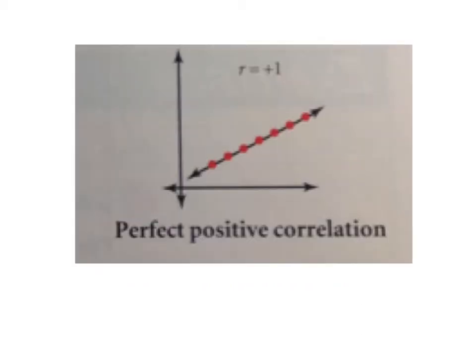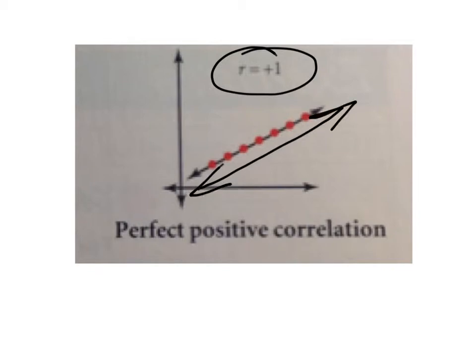So if you have an R value of 0, that means it's just scattered everywhere. If you have a perfect positive correlation, that means your R was 1, and it would be rising to the right. Your R values could be anywhere from -1 to +1.